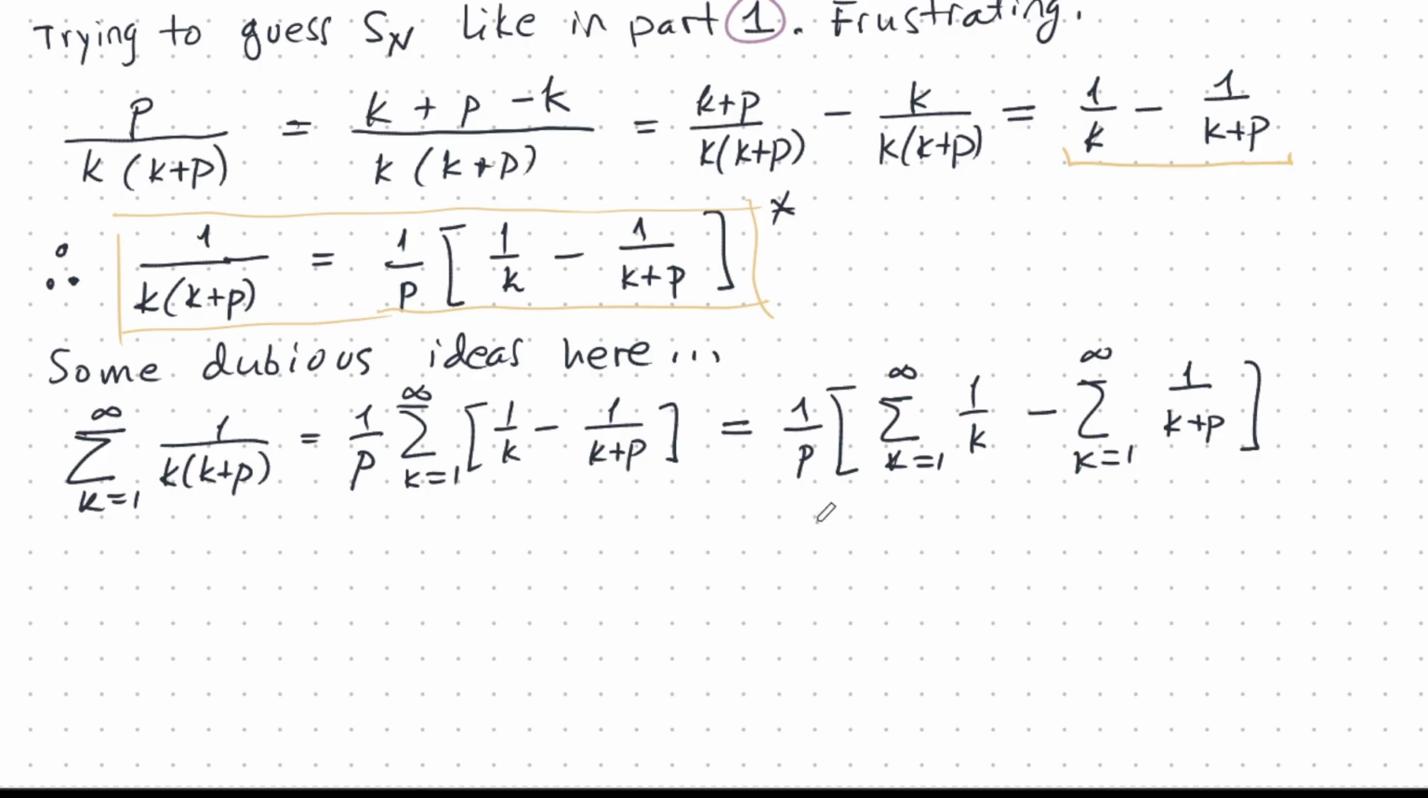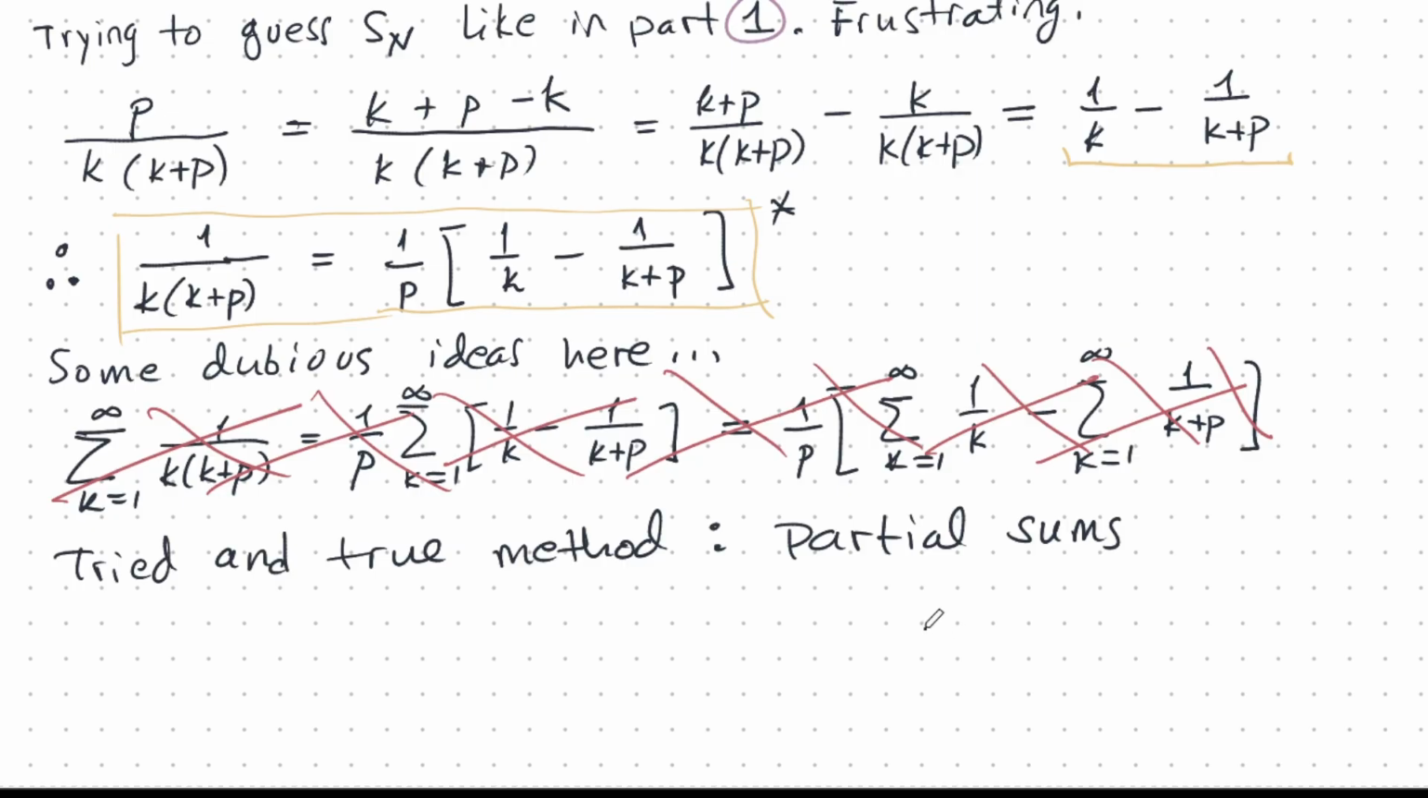I don't know. It's possible to get the right answer by manipulating these series, and maybe there's a way to justify all these things. If you have some way of justifying this, you can tell me in the comments. But I want to avoid this; I don't like this kind of thing. So let's get rid of dubious ideas like this, and we're going to use the tried and true method. That tried and true method is to examine the partial sums of the series.